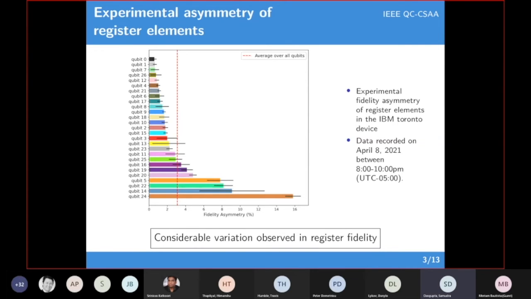So I'll not spend too much time on this slide. It's simply a synopsis of all the 27 qubits of the quantum processor Toronto. The takeaway of this slide is simply that qubits display a wide variation in fidelity asymmetry, and qubit 0 for Toronto seems to be the closest to ideal operation, while qubit 24 seems to be the worst. It has an asymmetry of almost 16%.